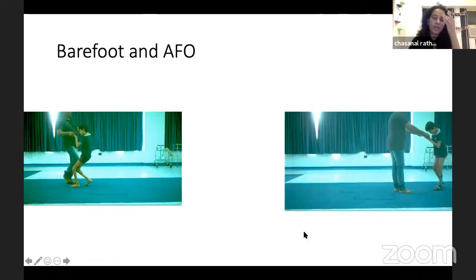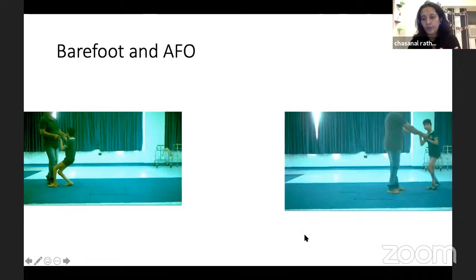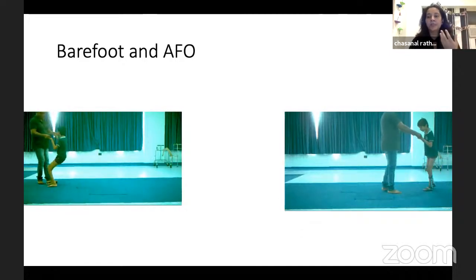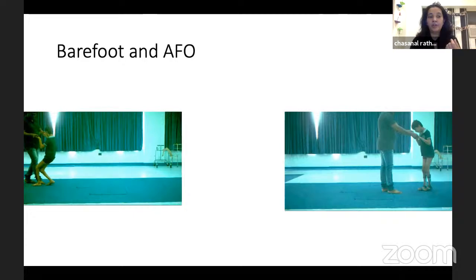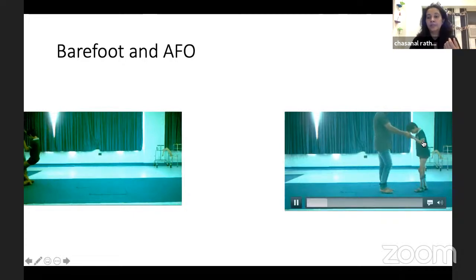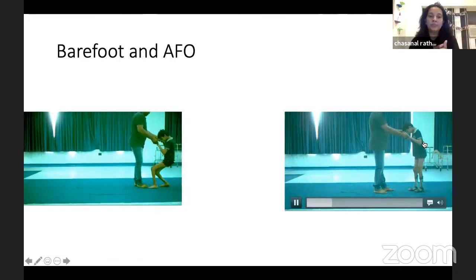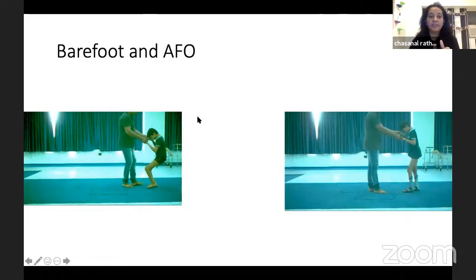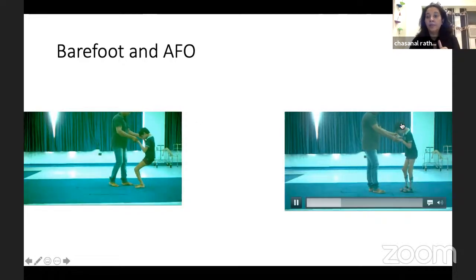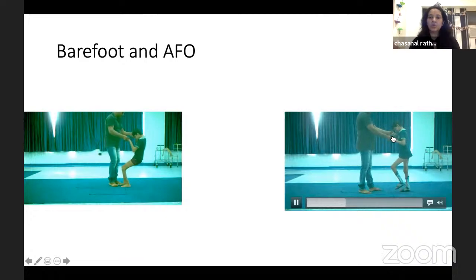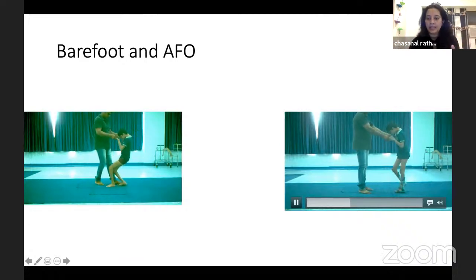And this is the same child who, when using a solid ankle foot orthosis, walks with less support, less effort, less stress over the upper extremity. Now here, if we see, the father has to really pull him up, but here he's so relaxed, he's just holding on to him and he's able to do that.